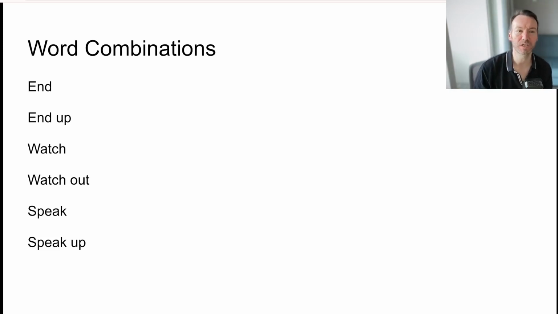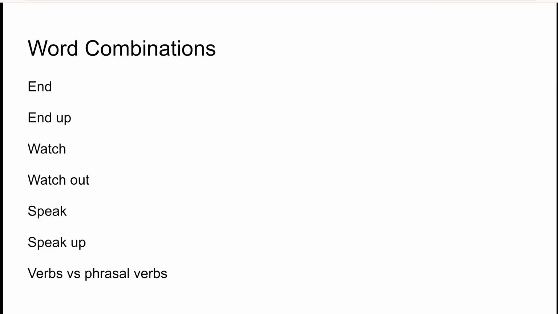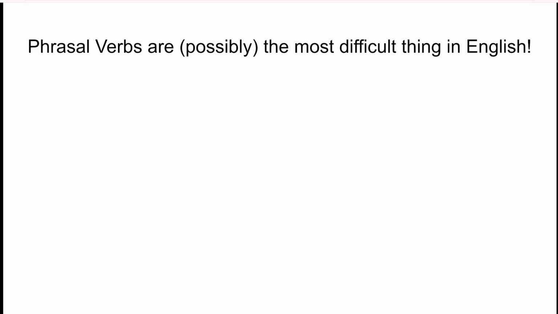Okay, so these word combinations are called phrasal verbs or verb phrases. This is the difference between normal verbs and phrasal verbs or verb phrases. Phrasal verbs or verb phrases are possibly the most difficult part of English, in my opinion. More difficult than perfect tenses, more difficult than articles like a, the, and an. And I think it's for these reasons.